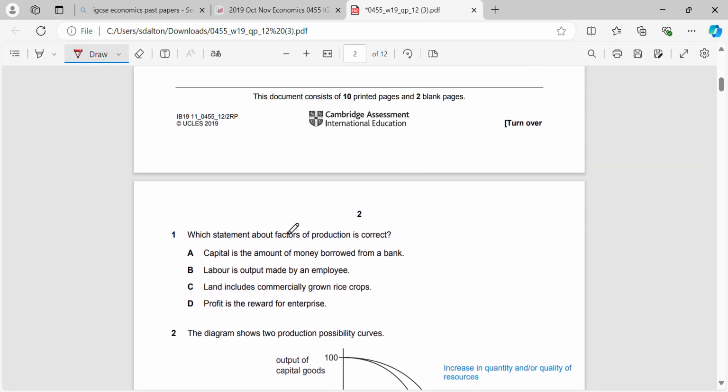So last one, what statement about factors of production is correct? So labour is not the output made by employees, labour is the employees themselves. Land includes commercially grown rice crops. No, it doesn't. Land includes the extraction and collection of natural resources. And capital is the amount of money borrowed from a bank. It is not. Capital is nothing to do with money. It's the equipment and machinery that we use to increase our productive capabilities. The correct one is that profit is the reward for enterprise. So as a reward for being entrepreneurial, they get rewarded through profit.